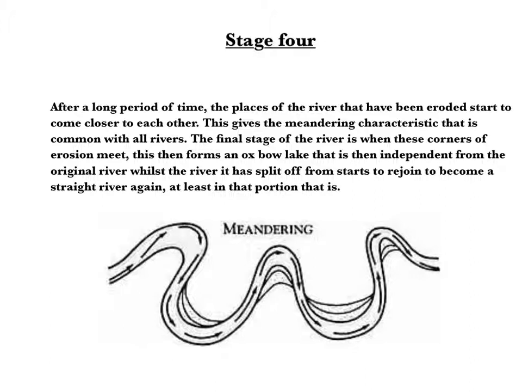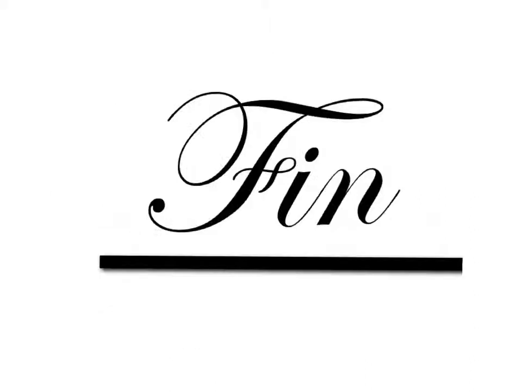The final stage of the river is when these corners of erosion meet. This then forms an oxbow lake that is then independent from the original river, whilst the river it has split off from starts to rejoin to become a straight river again, at least in that portion.